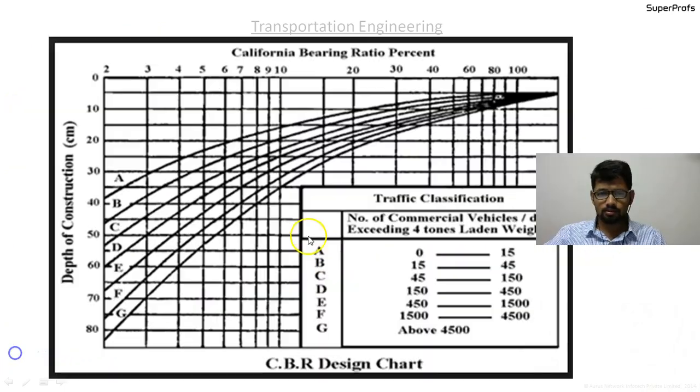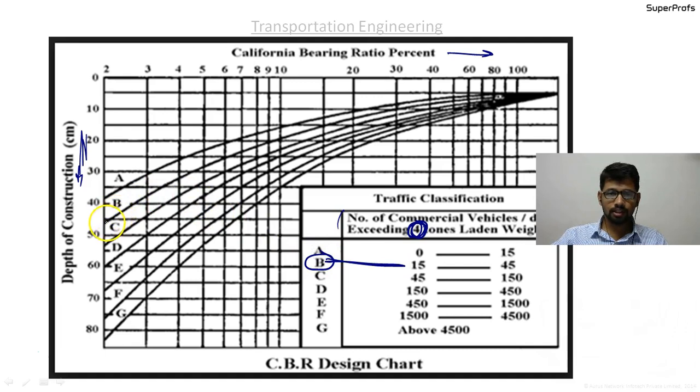Okay guys, so see, this is the CBR design chart, exactly the chart that I was discussing. The depth of construction in centimeters is given over here. Here is the California bearing ratio in percentage, and here is the traffic classification, in terms of number of commercial vehicles per day exceeding 4 tons of laden weight. In a few places it is given 3 tons, in a few places 4 tons. But say it is 15 to 45, that means we should consider curve B.